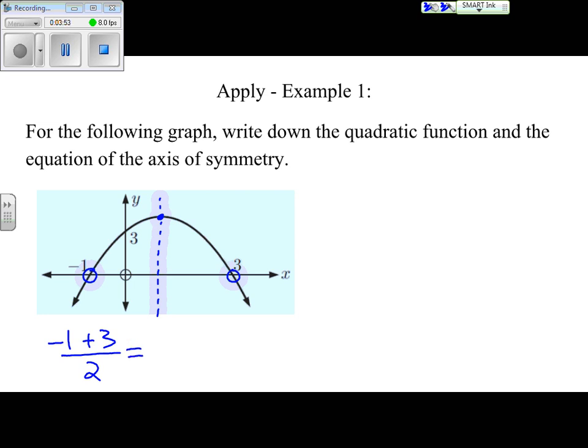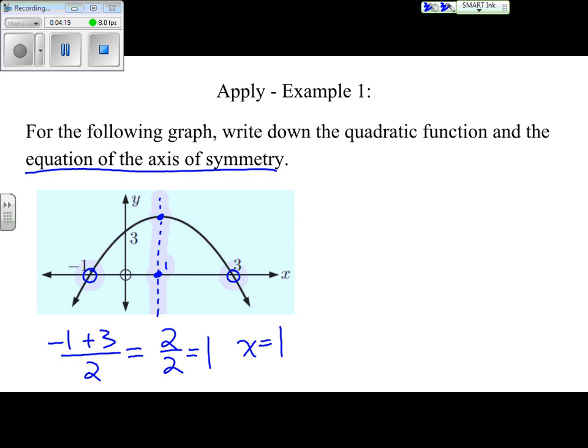So -1 plus 3 gives me 2, and I divide by 2 to end up with 1. So is 1 an equation of the axis of symmetry? No, 1 is just the x value that would be smack dab in between those two solutions. Now I want to write the actual equation. So for an equation of an axis of symmetry, I always start with x equals for a vertical line, and here we have x equals 1.